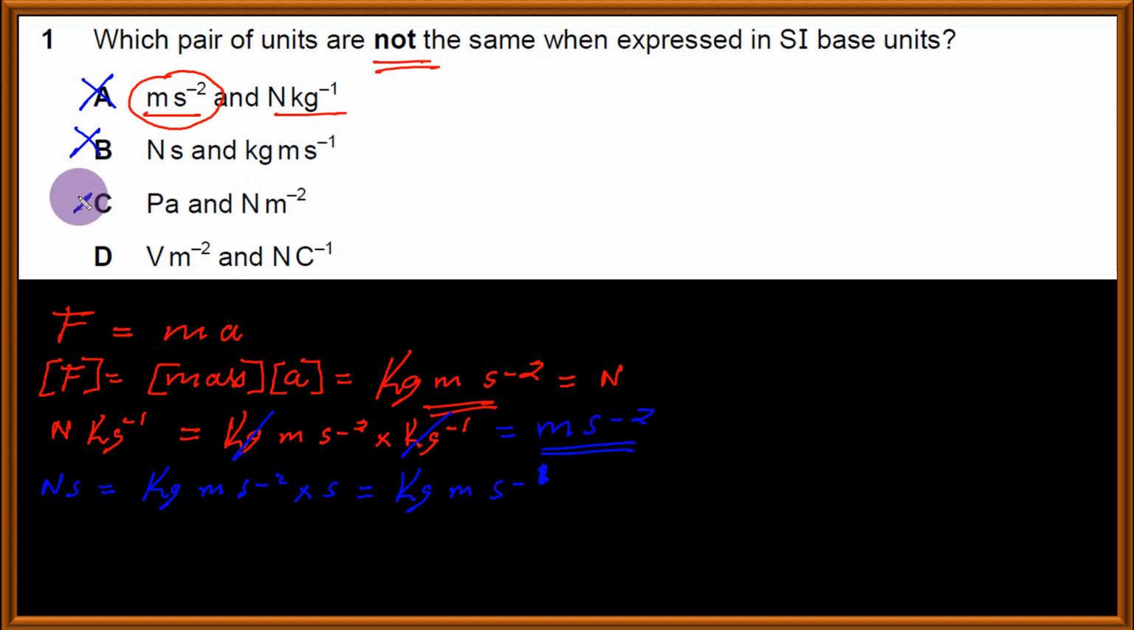Let's look at C. In C, we've got pascals. The pascal is the SI unit of pressure, and we have been able to see that the other SI unit of pressure is newtons per meter squared. Again, this is wrong because this unit is equal to this. Remember, we are looking for units which are not the same. So that leaves us with only part D. This must be the correct one. But I want to use this question to show that the volts per meter squared and Newton per Coulomb are not the same when I express each one of them in SI base units.